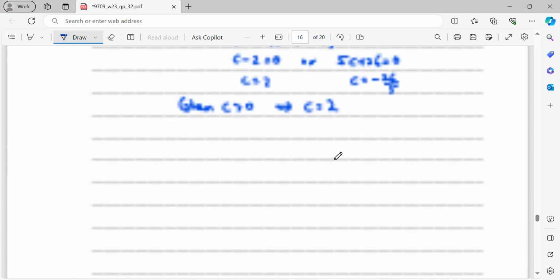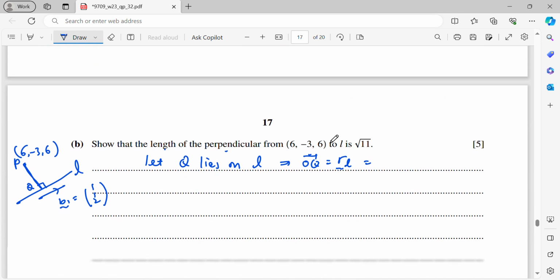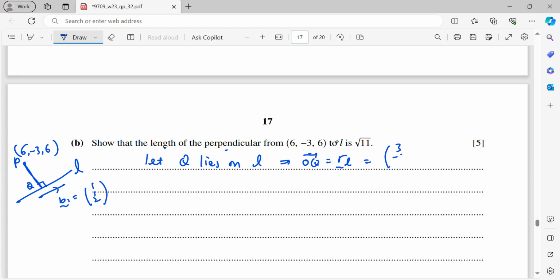Okay, the R for L is given in the previous part. So I will copy this. It will be (3, negative 2, 1) plus lambda (1, 1, 2), which is the same as (3 plus lambda, negative 2 plus lambda, and then 1 plus 2 lambda). That is my OQ. So since PQ is perpendicular to the B1, the scalar product of these two vectors will be 0. So now I have to find my PQ first.